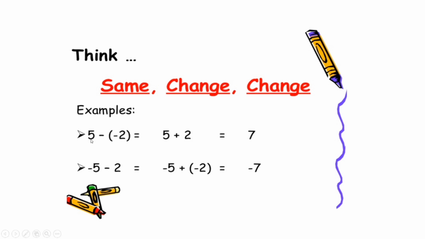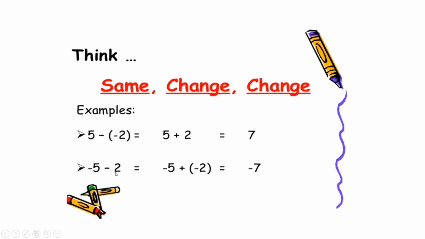Let us see the examples. 5 minus of minus 2. Same. Keep the first integer same. Next, change the minus sign into plus. Next, change minus 2 into plus 2. Here both are positive integers. So we will add 5 plus 2. Answer is 7.